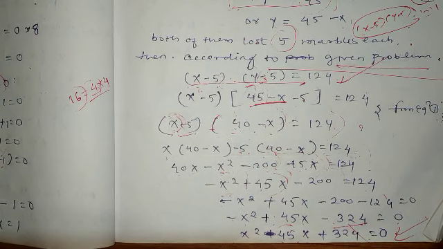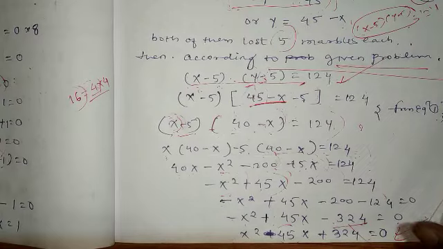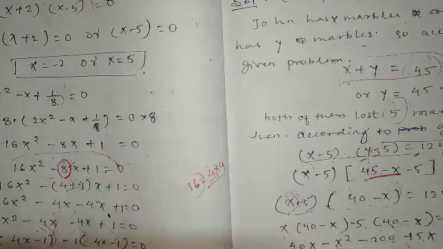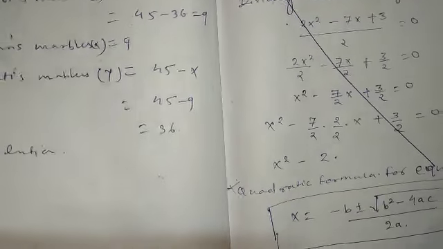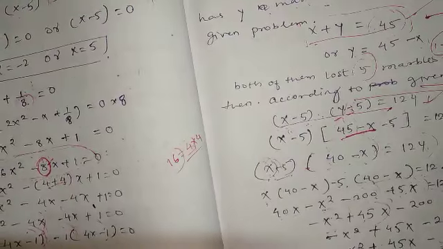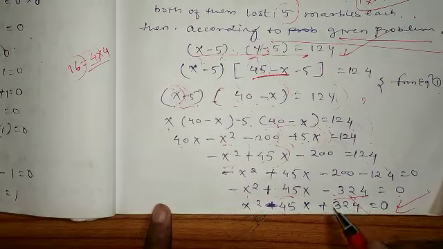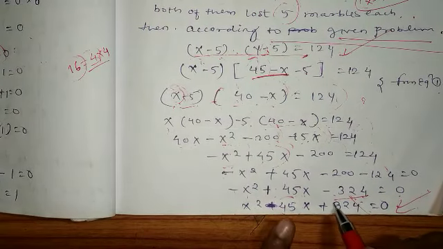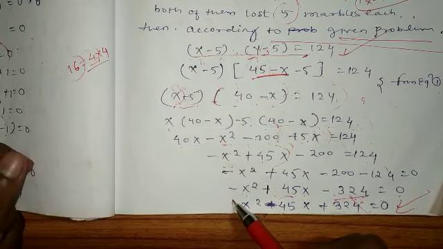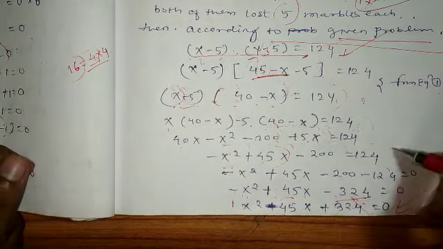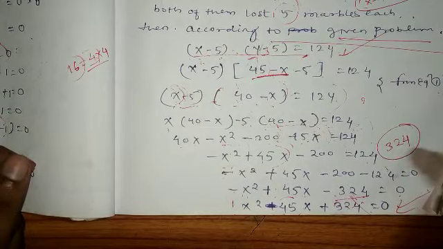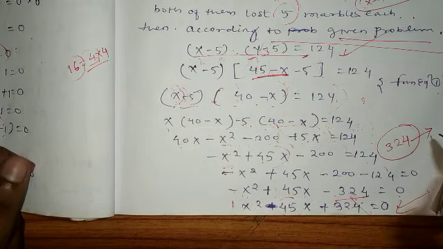So how can we solve this by splitting the middle term? See, this is 45. We have to consider the factors of 45, right? We have to consider the factors of this 324. See, this is 324. Now we have to consider the factors of this 324.